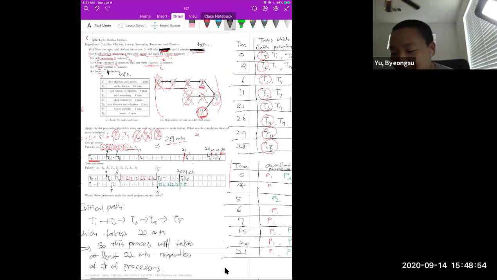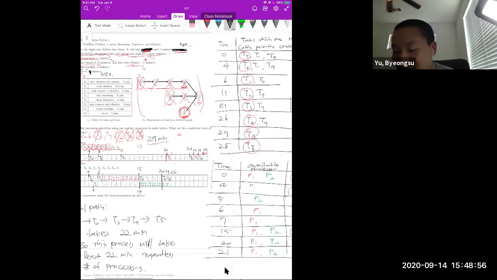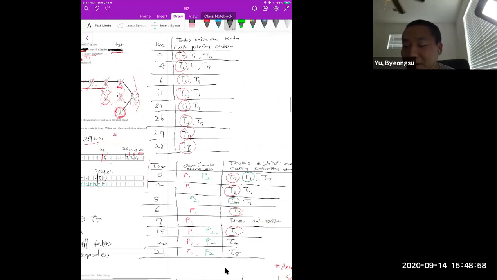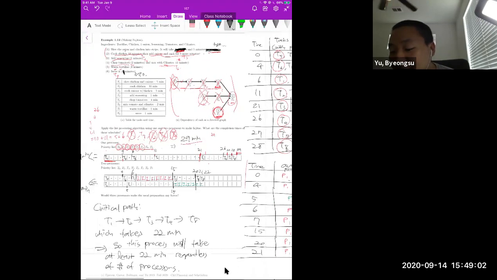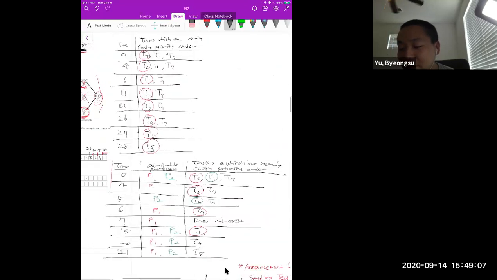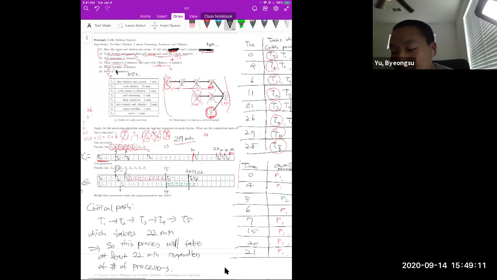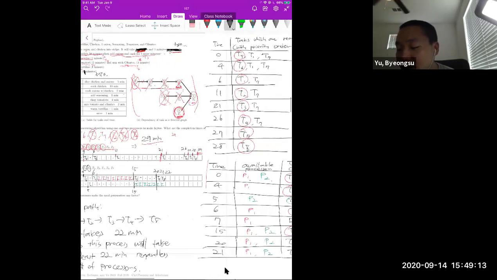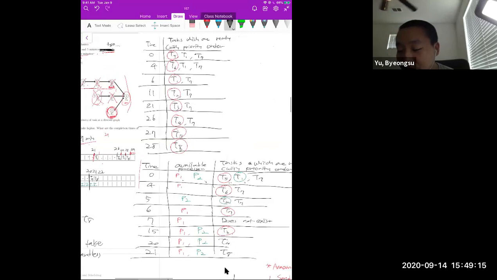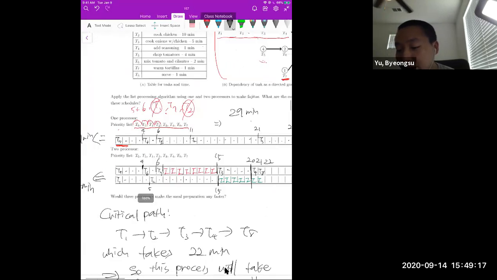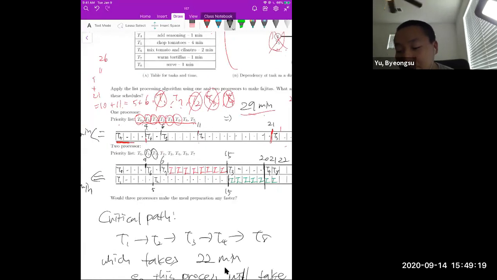So in dealing with two processors, at time 0, the available processors are P1 and P2. Using the same priority list, T5 is the most prioritized one, so we put T5 into processor 1. The next one is T1, so we put T1 into processor 2 to start. T5 is done by 4 minutes and T1 is done by 5 minutes.